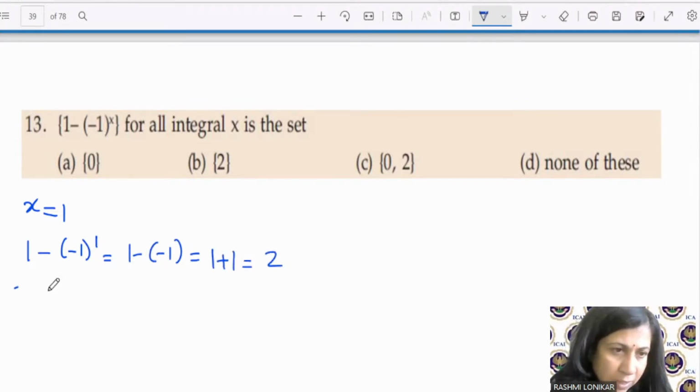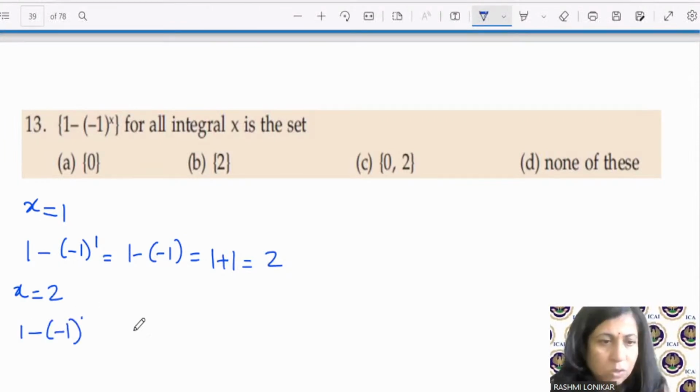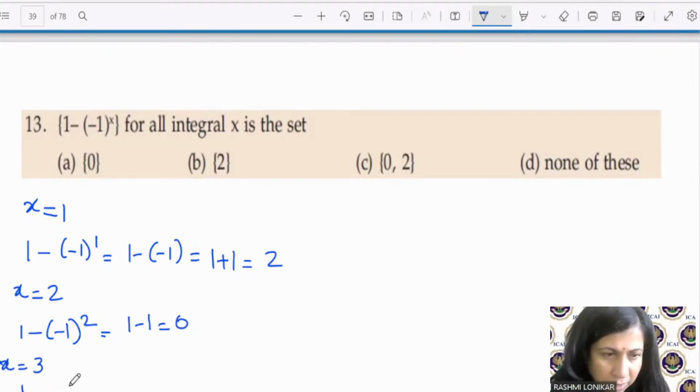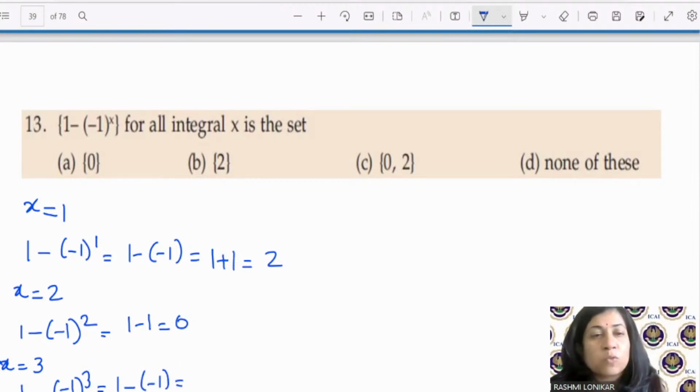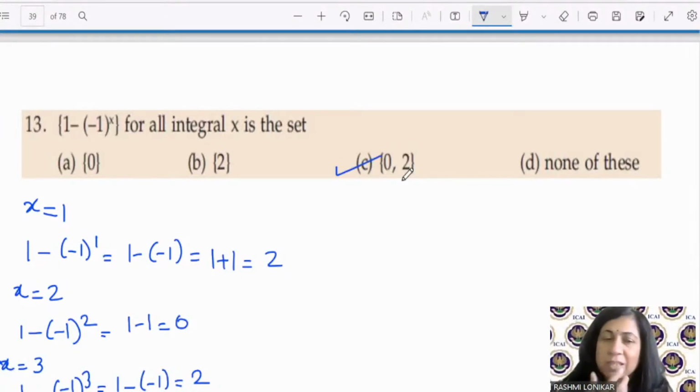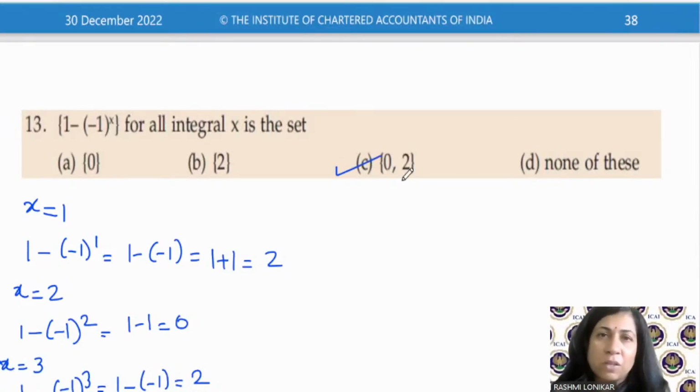Let me put x is equal to 2. So 1 minus minus 1 raised to 2. Minus 1 squared will be plus 1. So this is 1 minus 1, answer is 0. x is equal to 3: 1 minus minus 1 raised to 3. Minus 1 raised to 3 is minus 1. So 1 plus 1, which is equal to 2. If I carry on, this is the correct answer: the answer will always toggle between 0 and 2.